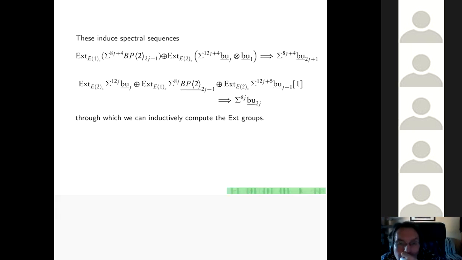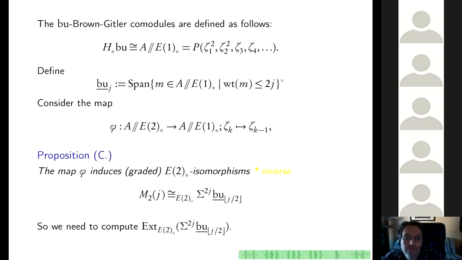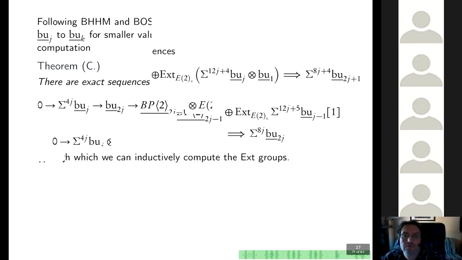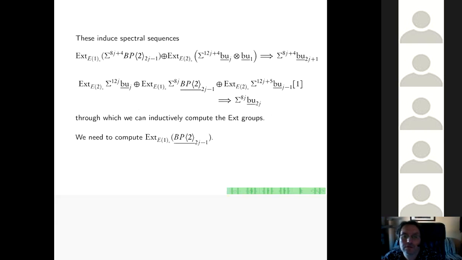And I've also written down some suspensions here. These suspensions are coming from the suspensions in this proposition, basically, because my goal is to write down some generators, and I want to give names to these generators that come from A mod mod E2 dual, not from A mod mod E1 dual. So that's why I'm keeping track of these suspensions. Okay, so part of this inductive method of computation means that I have to compute Ext over E1 of BP2 2J minus 1.